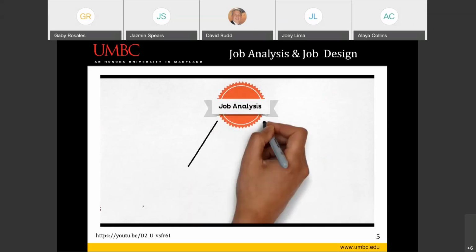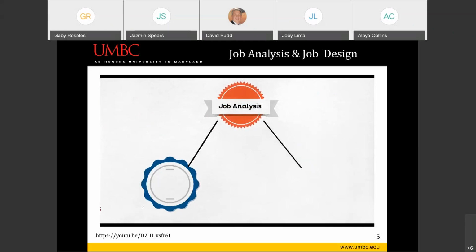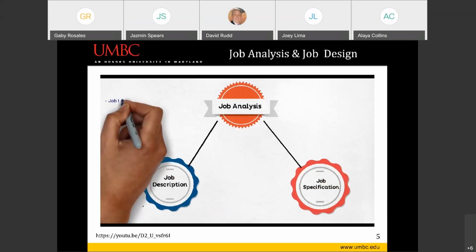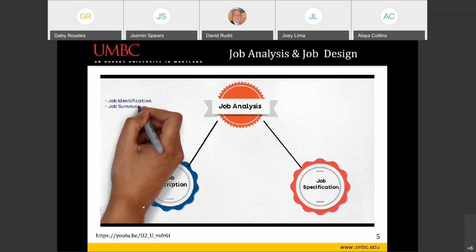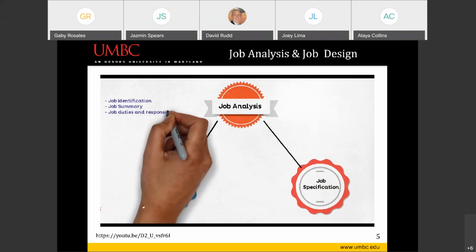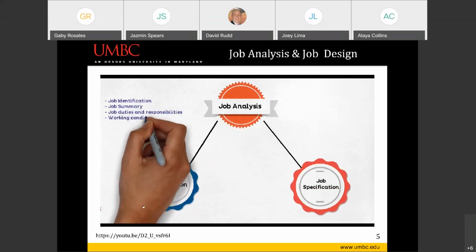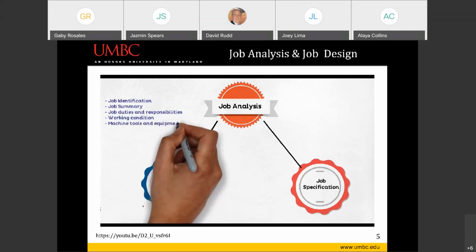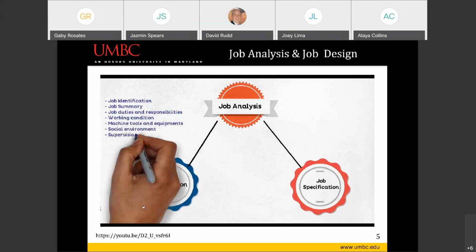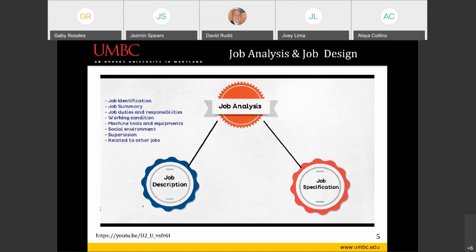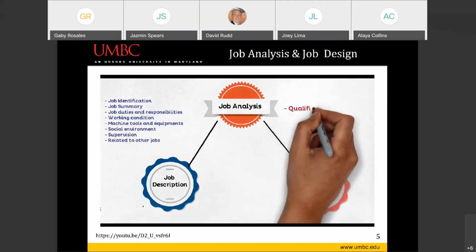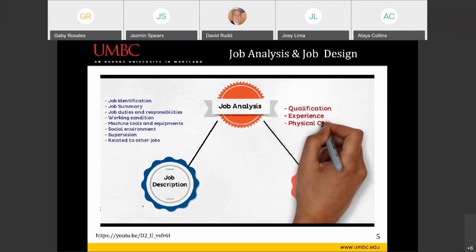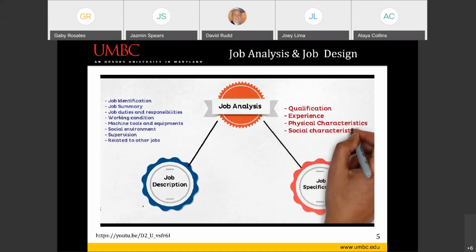Job analysis can be broken down into job description and job specifications. Let's roll back to the pizza store example again. The job description can be prepared by conducting job identification, job summary, job duties and responsibilities, work conditions, machine tools and equipment, social environments, supervision related to the other jobs. The job specification can be prepared by compiling information about qualifications, experience, physical characteristics, social characteristics.